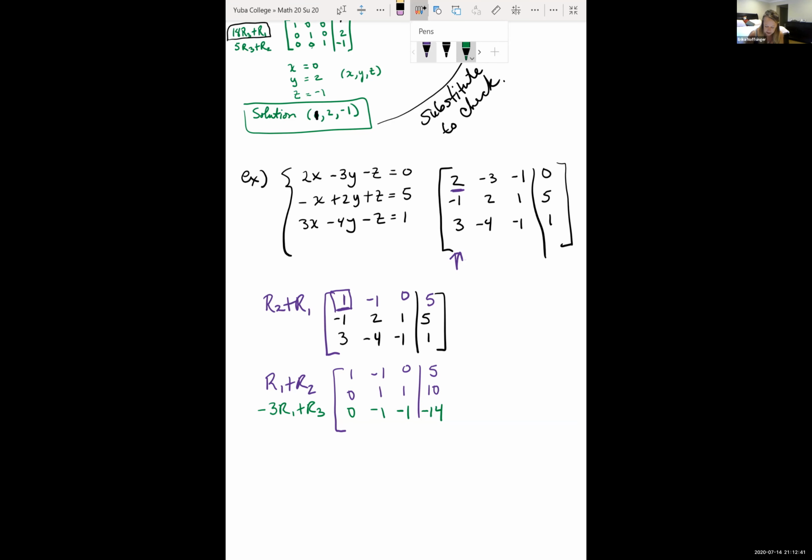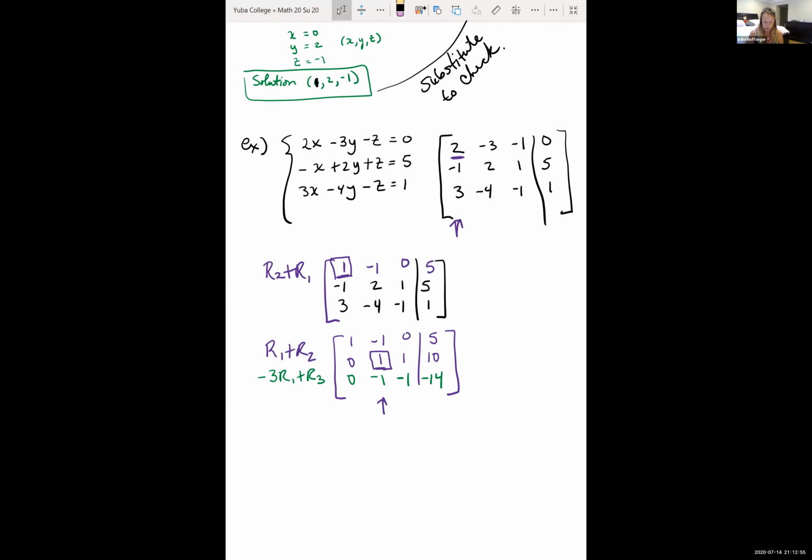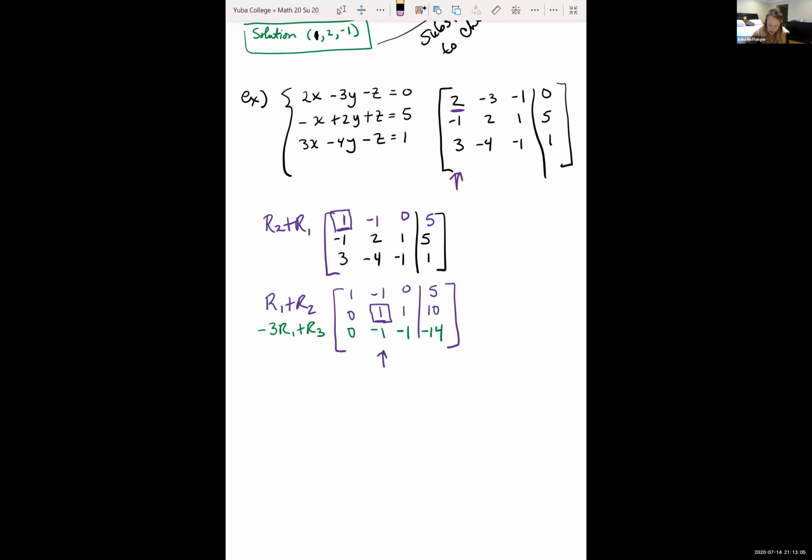Okay, so I got the 1 and 0s where I wanted in column 1, so moving to column 2. I already have a 1 where I need it. And I also notice if I add this row 2 to the row 1 above, that would make a 0. Same thing, add row 2 to row 3, that would make a 0 where we wanted it. So let's just rewrite row 2, 0, 1, 1, 10. And now we're looking at row 2 plus row 1.